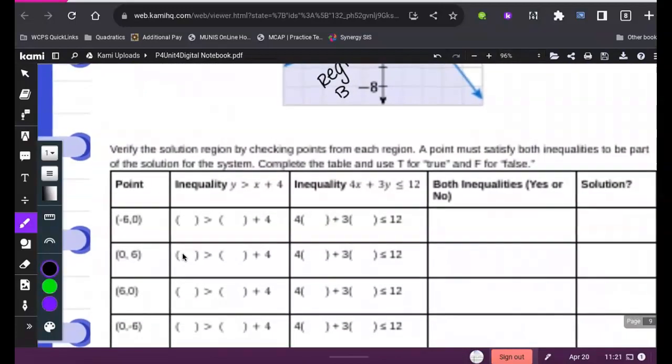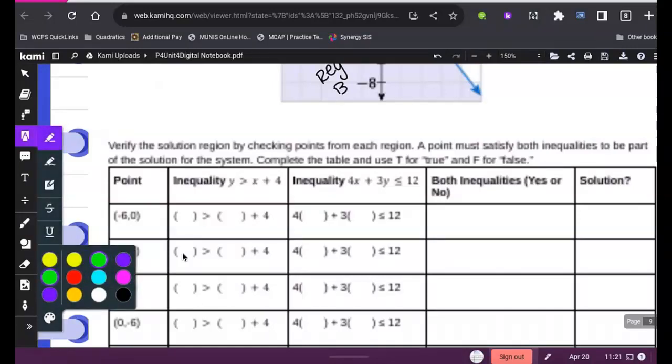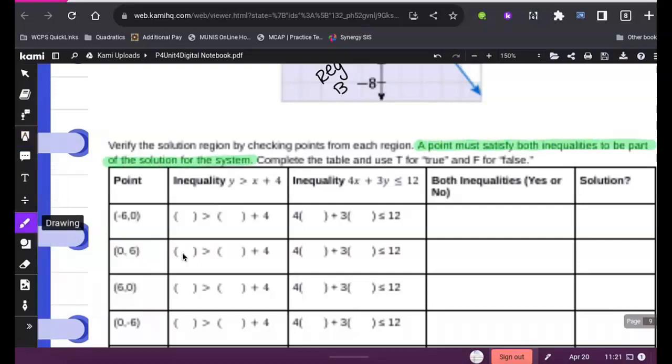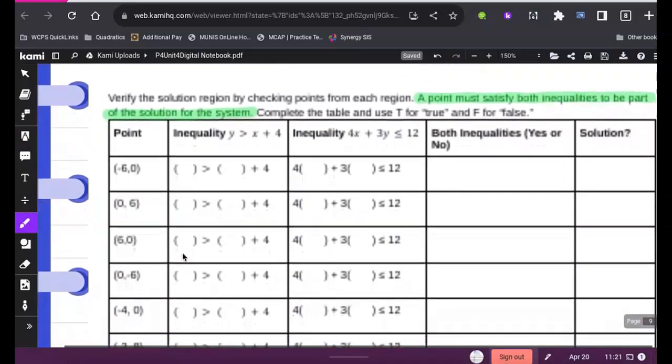So we're going to figure out which one is our solution region. To verify a solution region by checking points from each region, a point must satisfy both inequalities to be a solution to the system. So I'm going to highlight that. It must satisfy both inequalities to be a part of the solution region. So we're going to complete the table. We're going to use T for true and F for false.